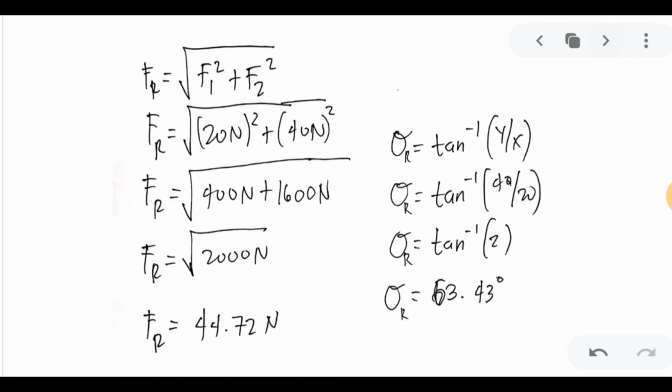the reference angle in quadrant 1, that is inverse tangent multiplied to the value of y over x, and then the value of your y is 40 newtons here, and then the value of your x is 20, then that is 2, and then inverse tangent of 2 is 63.43 degrees. Therefore, we can say that the resultant force is 44.72 newton at 63.43 degrees direction.